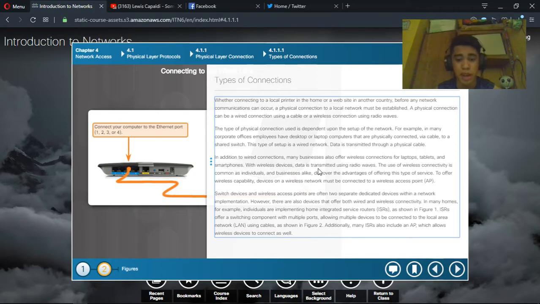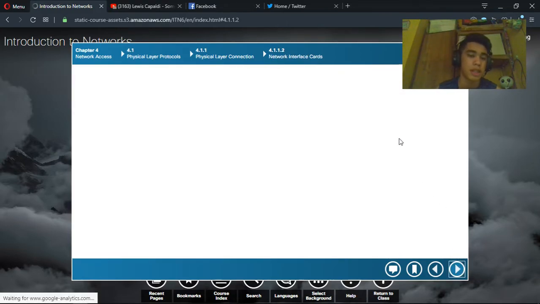Okay, with wireless devices, data is transmitted using radio waves. The use of wireless connectivity is common as individuals and businesses alike discover the advantages of offering this type. Switch devices and wireless access points are often two separate dedicated devices in a network implementation. However, also okay, let's proceed to the other.